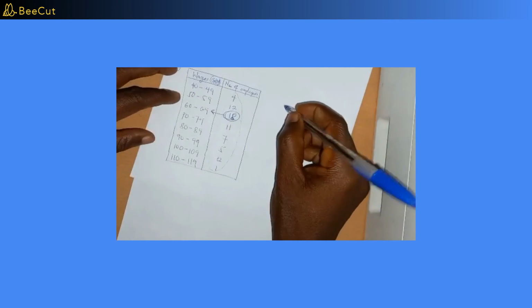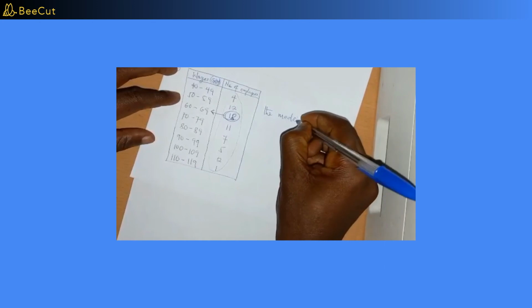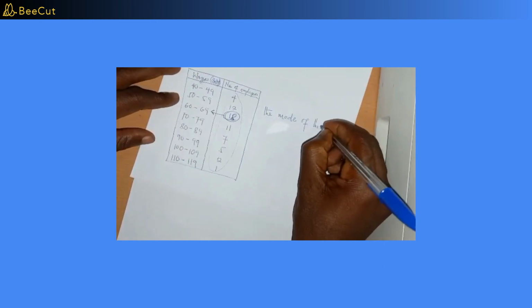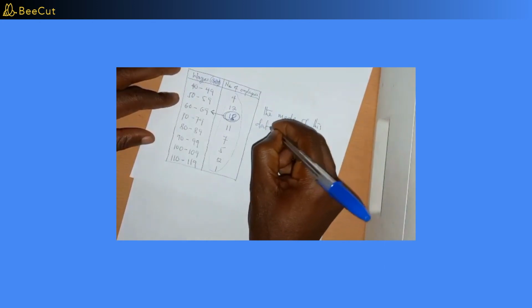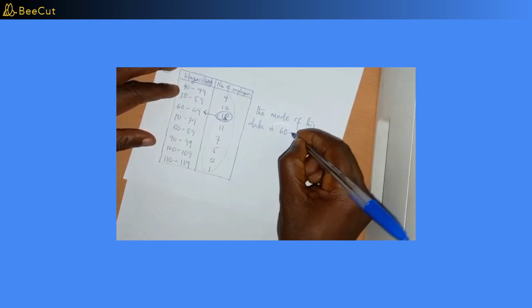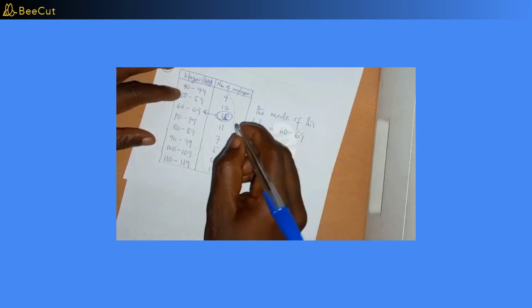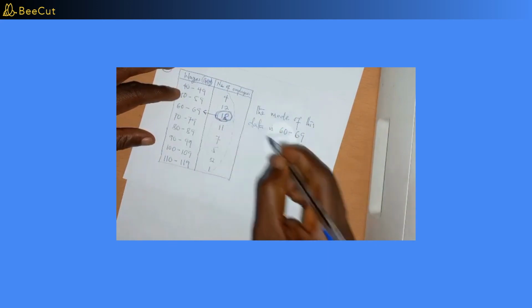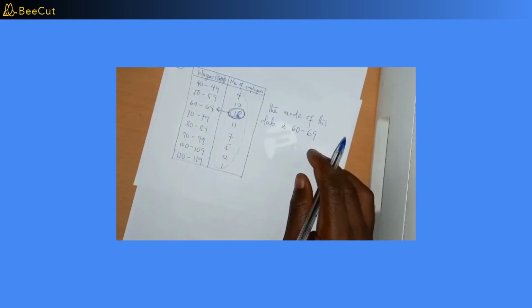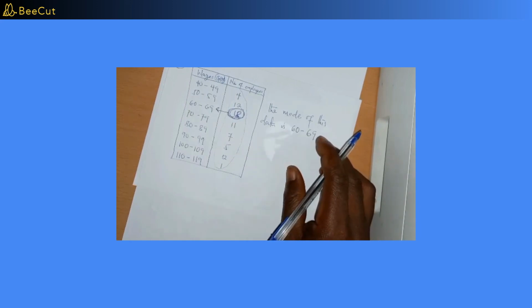And therefore, we can say that the mode of this data is 60 to 69. The reason is that it has the highest frequency of 18. And so this is how we find the mode. I hope it's understood. You just have to know the dynamics.